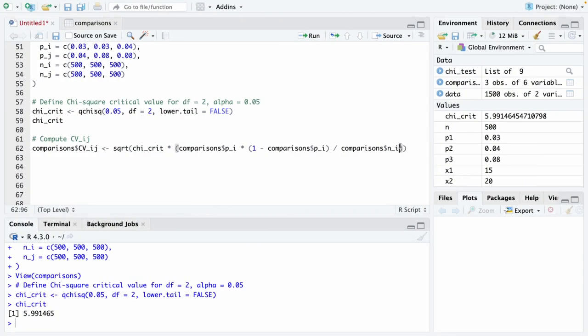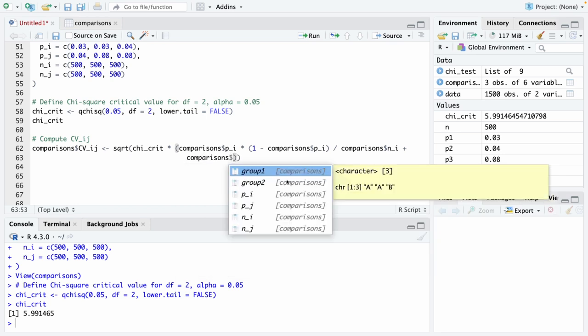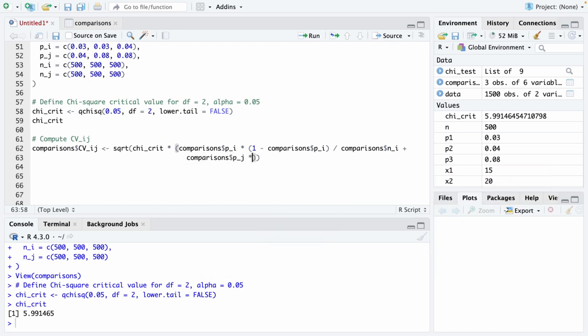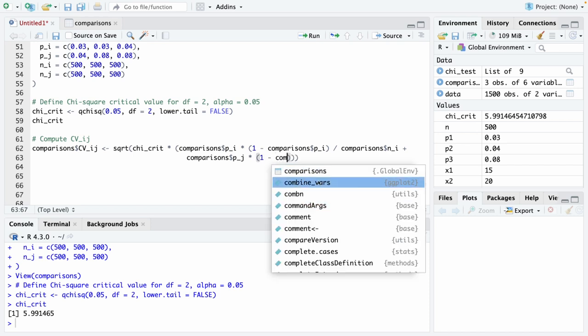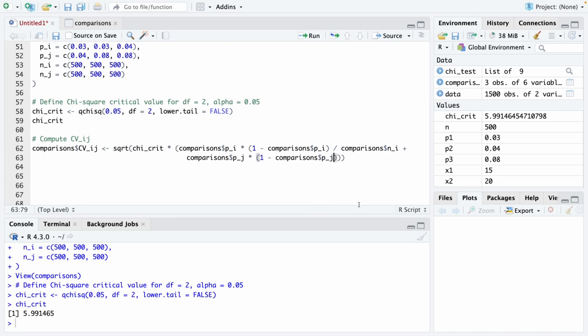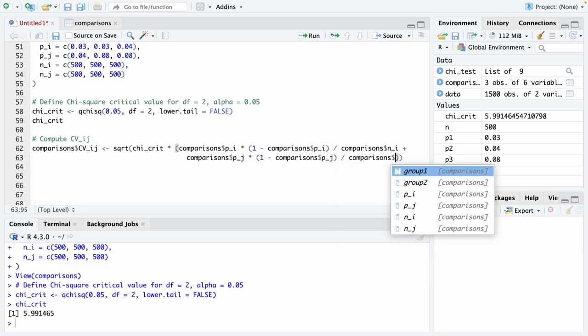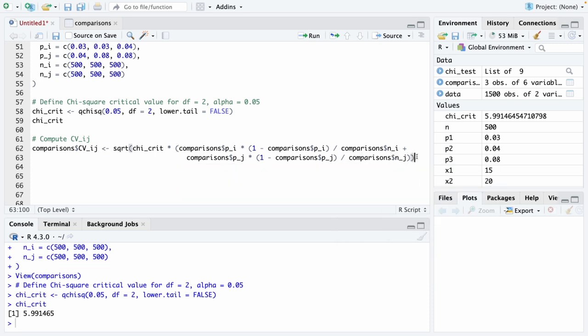So this is plus comparisons of PJ multiplied by 1 minus comparisons PJ, divided by comparisons NJ. All right, sweet.